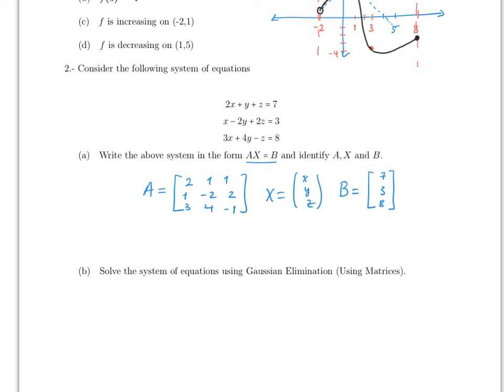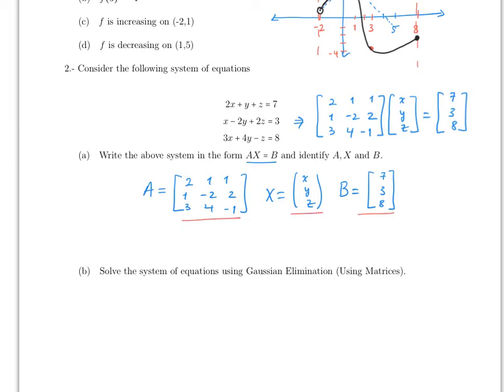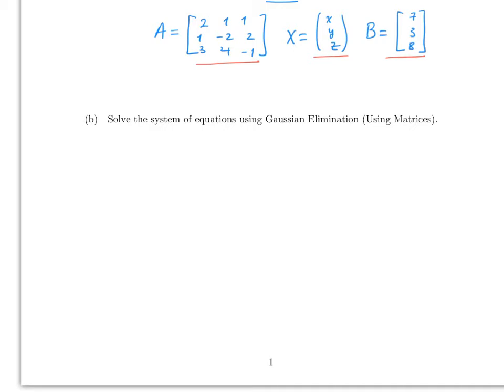So therefore, another way to rewrite this will be like this. This is [2, 1, 1; 1, -2, 2; 3, 4, -1], and then here you have X, Y, and Z, and they should equal 7, 3, and A, where this is A, this is X, and this is B. That's it. Now part B is asking you to use Gaussian elimination to solve the problem using matrices.